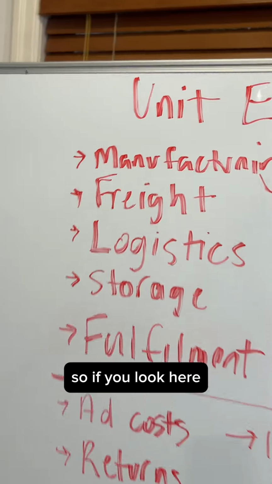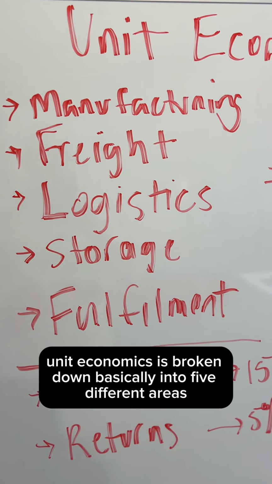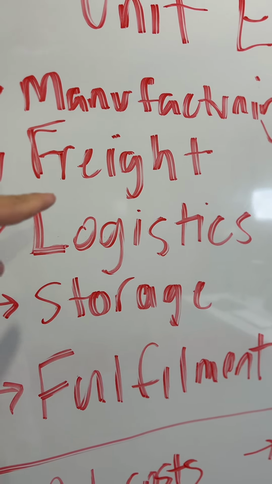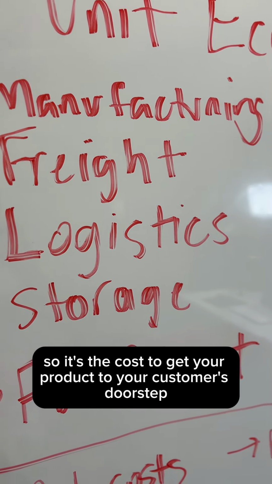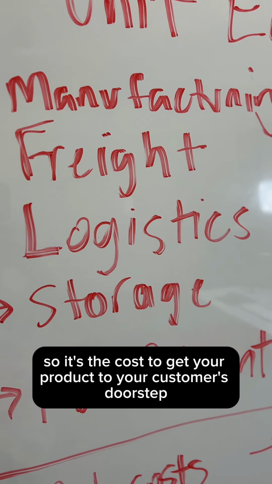So let's have a look. So if you look here, unit economics is broken down basically into 5 different areas: your manufacturing costs, your freight costs, logistics costs, storage and fulfillment. So it's the cost to get your product to your customer's doorstep.